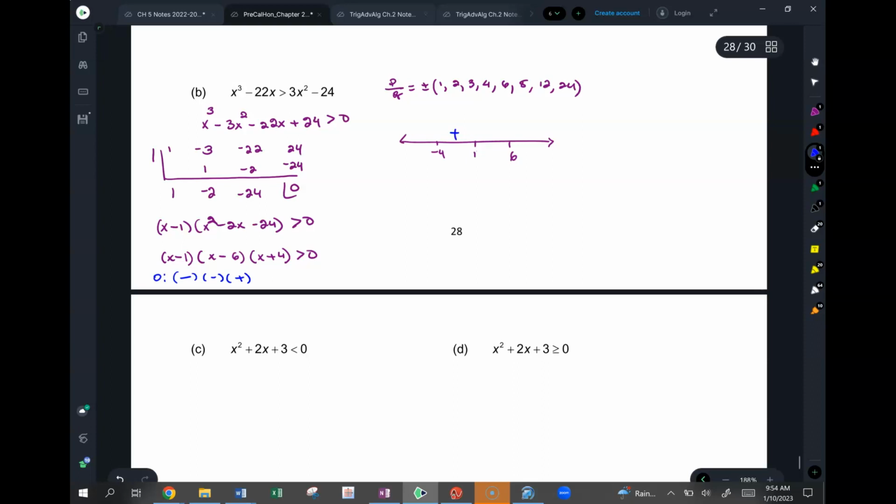Everybody okay with this? Yes? Okay, now look, we're not going to plug in any more numbers because we're going to use multiplicities. What happens if the multiplicity of something is odd? What does the graph do? Cross the x-axis. When it crosses the x-axis, it changes from positive to negative and vice versa, correct? There is a sign change.